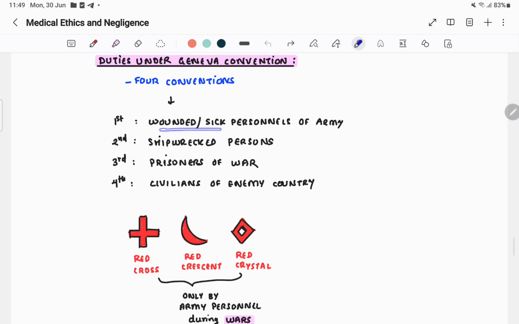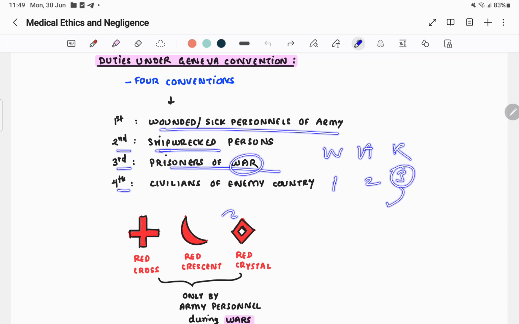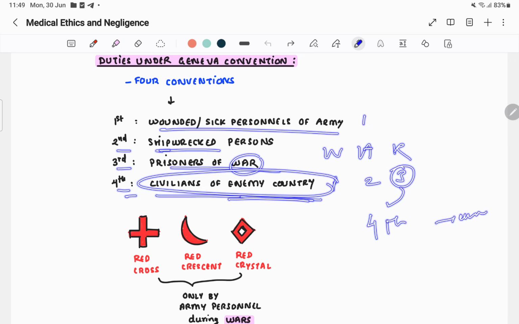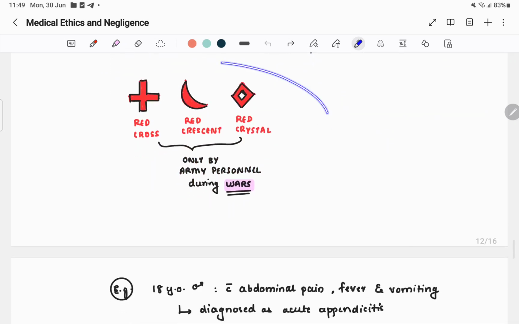First, wounded or sick personnel of army. Second, shipwrecked, ship. Third, war, WAR, three letters, third one. And fourth, civilians of enemy country, enemy. First is A for army, and second, ship. These are the emblems used only during wars, only by army personnel during wars. You can't use them just as doctors.